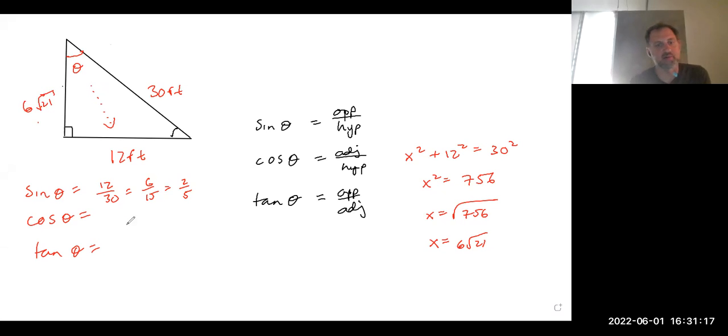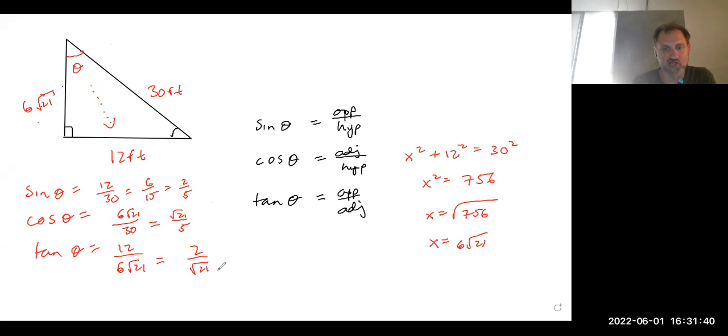And now I'm going to set up my other ratios. Cosine is the adjacent over the hypotenuse. So 6 square roots of 21 over 30. Again, I can simplify that, square root of 21 over 5. And tangent is going to be the opposite over the adjacent side. So 12 over 6 square roots of 21. And that's 2 over the square root of 21.